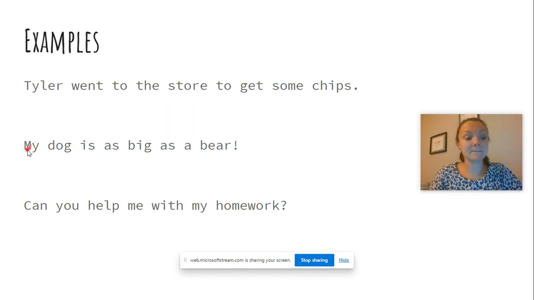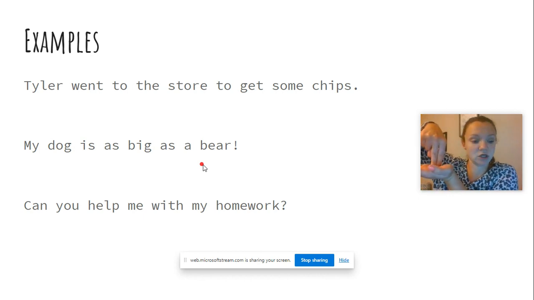So it says, my dog is as big as a bear. Subject, show me that signal for subject. Good. Who or what is our sentence? It starts off by telling us our dog. So we're talking about our dog. Now, what is the predicate? What did our dog do? Or what happened to our dog?